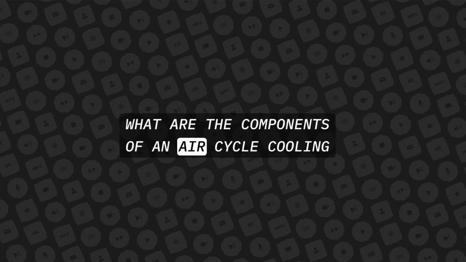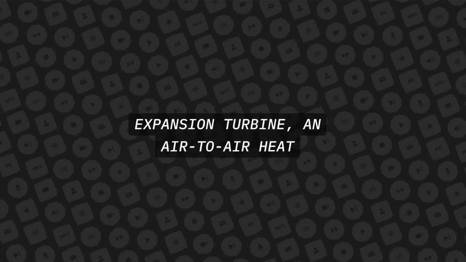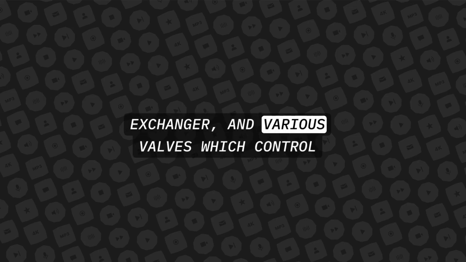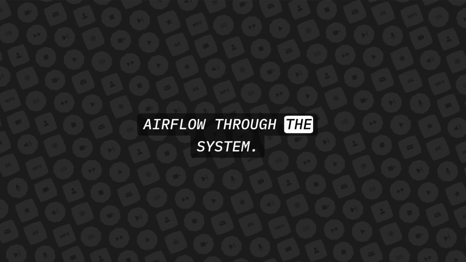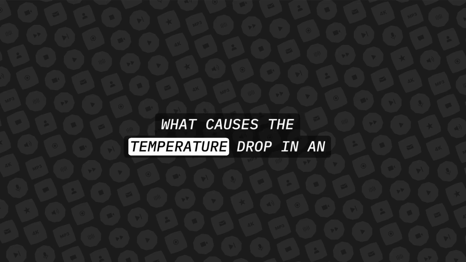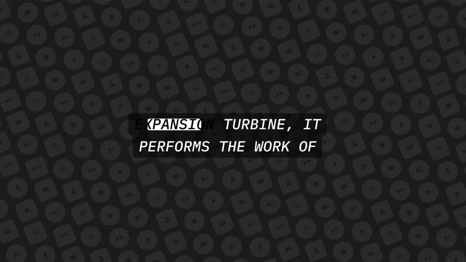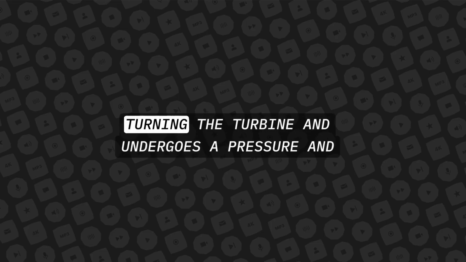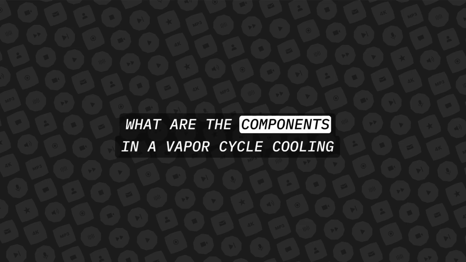What are the components of an air cycle cooling system? An expansion turbine, an air-to-air heat exchanger, and various valves which control airflow through the system. What causes a temperature drop in an air cycle cooling system? As the compressed air passes through the expansion turbine, it performs the work of turning the turbine and undergoes a pressure and temperature drop.